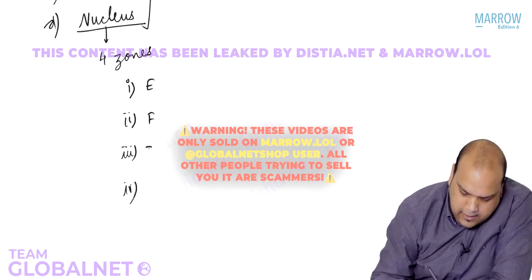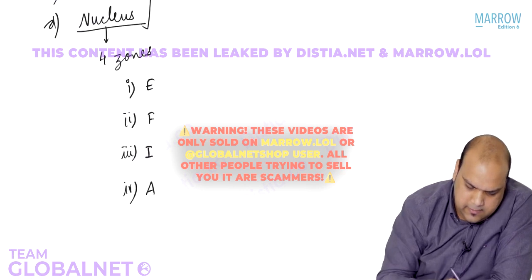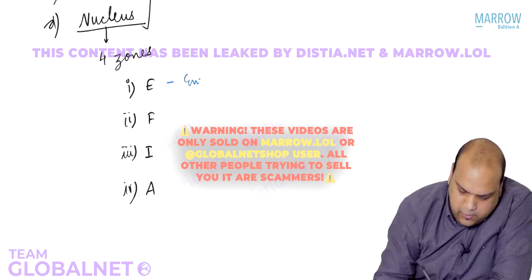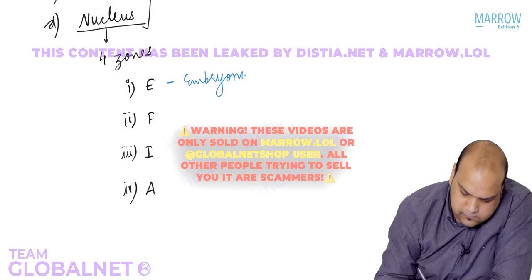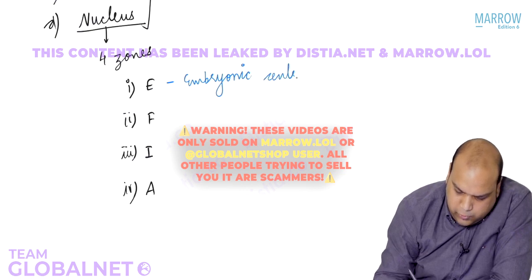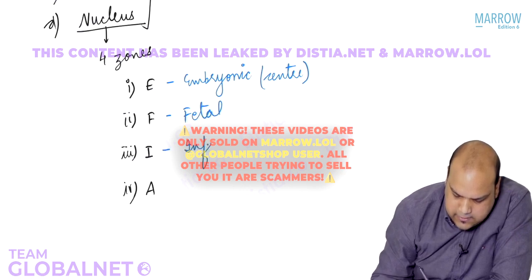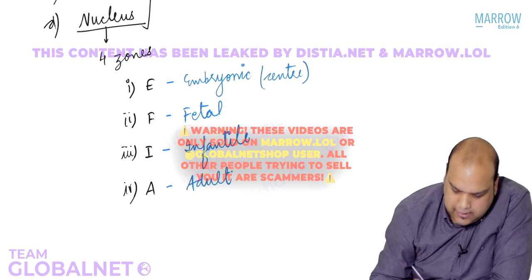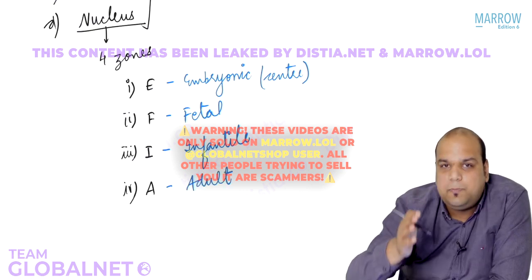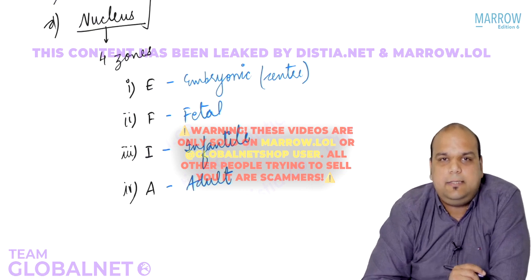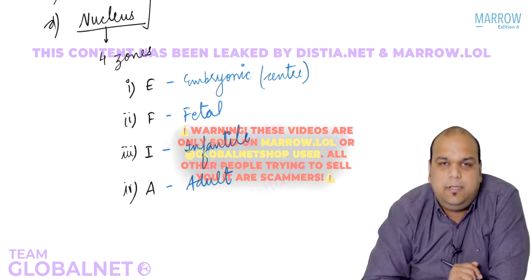E, F, I, A. E for embryonic nucleus. For you to remember, I am writing in the center. Then the second zone outside it, fetal nucleus. Third zone, infantile nucleus. And fourth zone, adult nucleus. The outermost part of the nucleus, adult nucleus. Okay? No confusion about this?